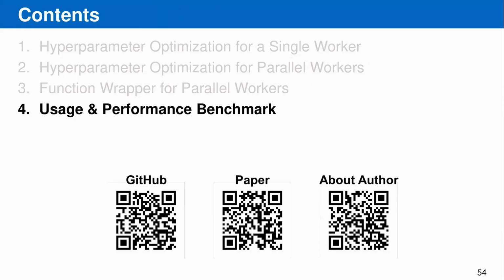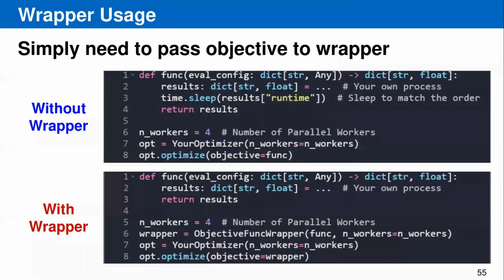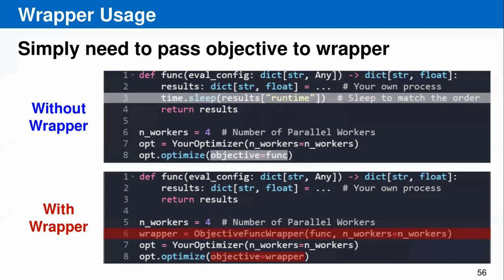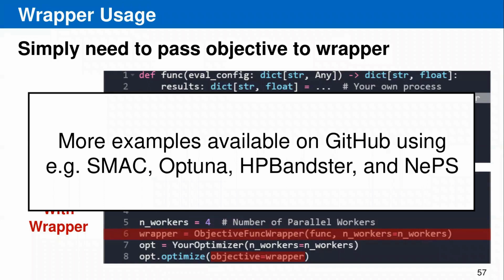Finally, I present the wrapper usage and its performance on a synthetic function. Here is a code block example. The first code block does not use the wrapper, and the second code block uses the wrapper. The differences lie only in highlighted lines. When we do not use the wrapper, the objective function needs to sleep, but there is no need to sleep when we use the wrapper. Instead, the objective function needs to be wrapped by our wrapper. We have many examples on GitHub, so please check out our repository for more details.